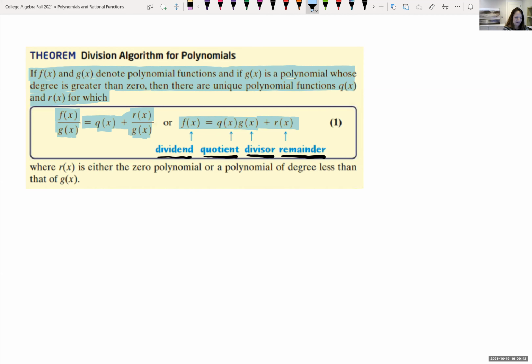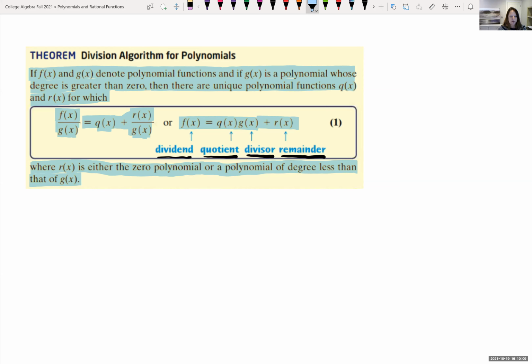So let me finish this off. In this division algorithm, r of x is either the 0 polynomial or a polynomial of degree less than that of g of x. So if the degree of r of x is the same or bigger, that means we haven't divided all the way through. We can continue to divide.